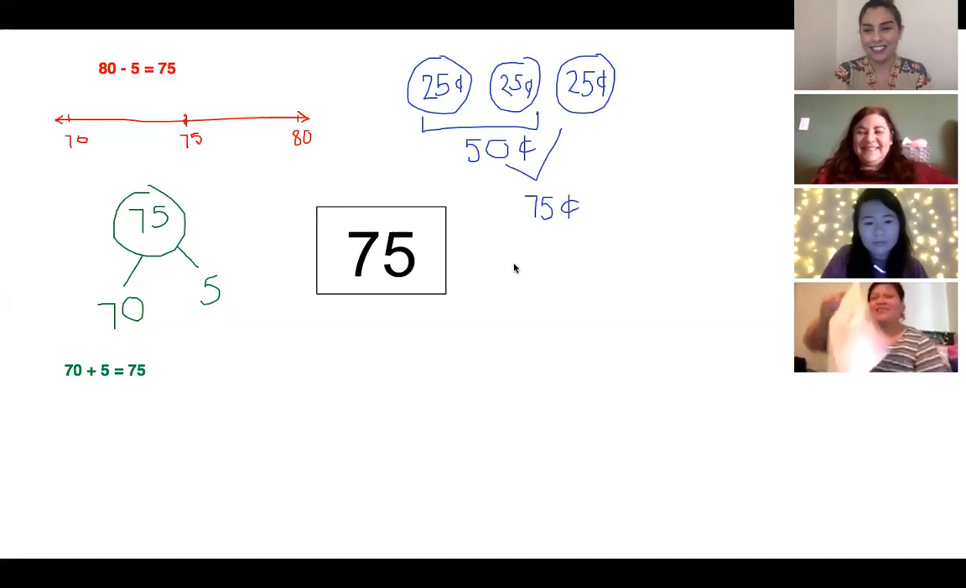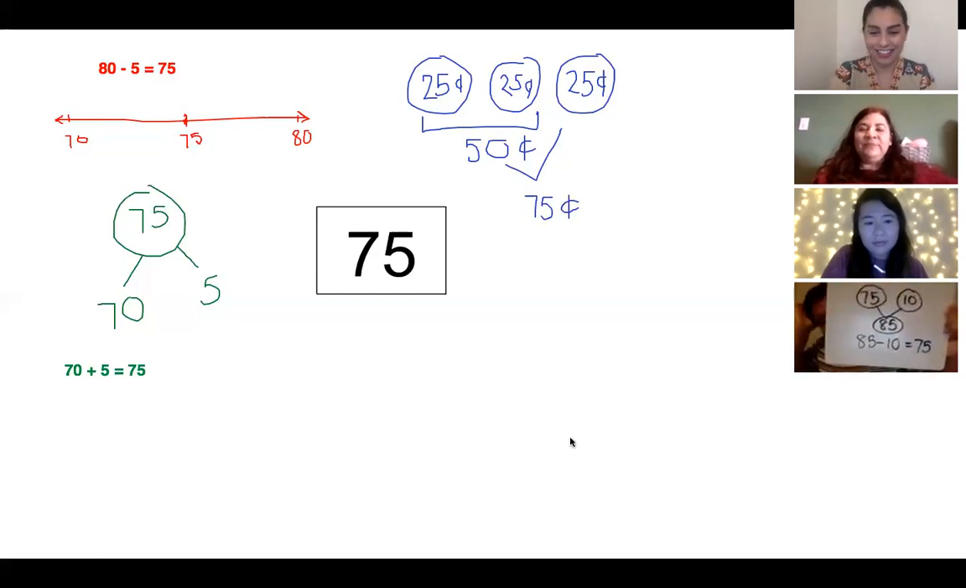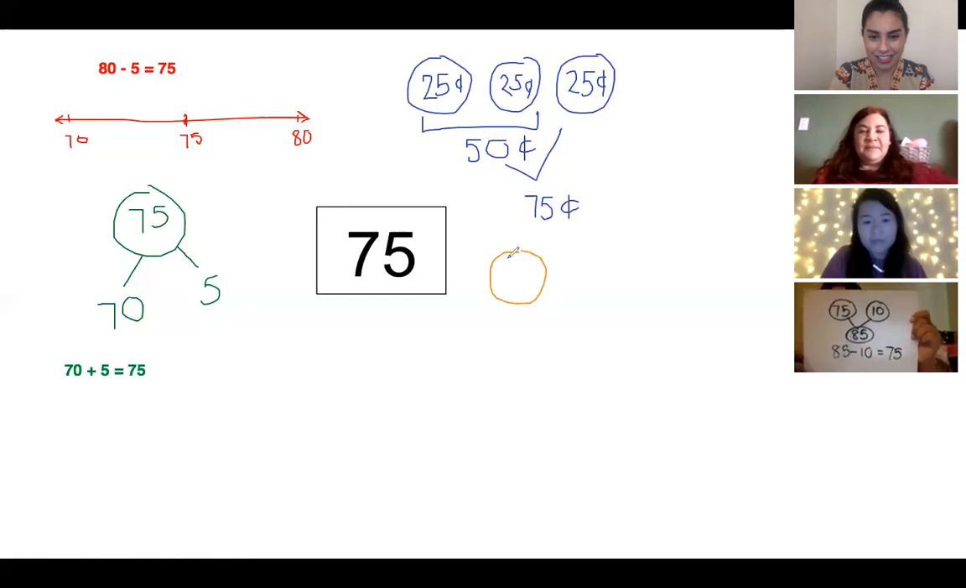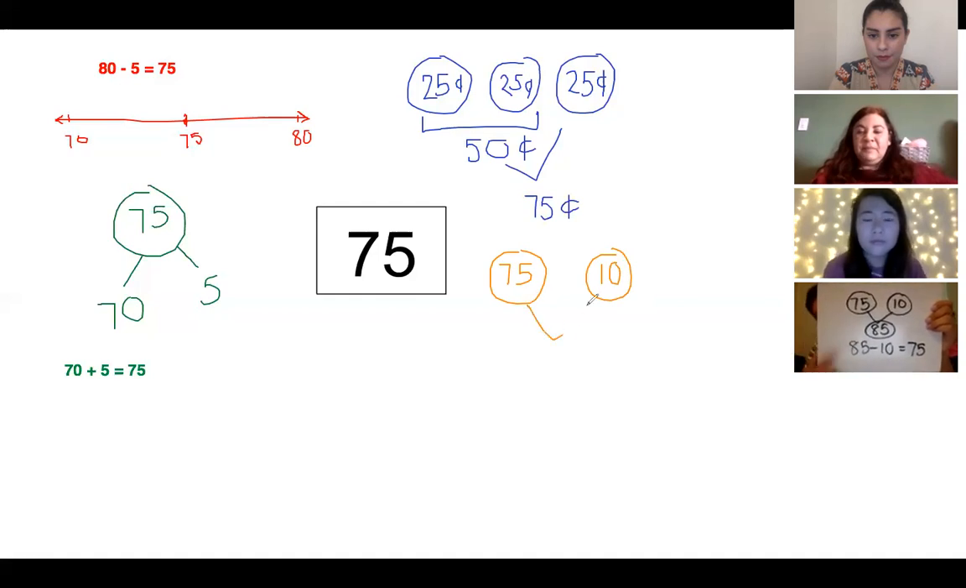Okay. So I went with what Ms. Hernandez shared with us. Ms. Hernandez said a number bond. And something that I wanted to make sure that I tie back in is that I started with 75 and I wanted to come up with a minuend for that end result or that difference. So then I thought to myself, well, I need a larger number for my minuend.